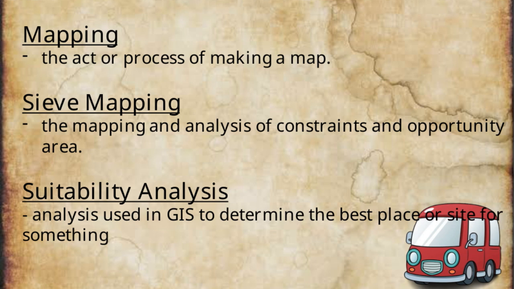Finally, we have suitability analysis, which is used in GIS to determine the most appropriate site or location for a specific purpose. It's a powerful tool that helps us make informed decisions by evaluating multiple factors to find the optimal spot. These concepts are all about helping us analyze space more effectively and make smarter planning choices.